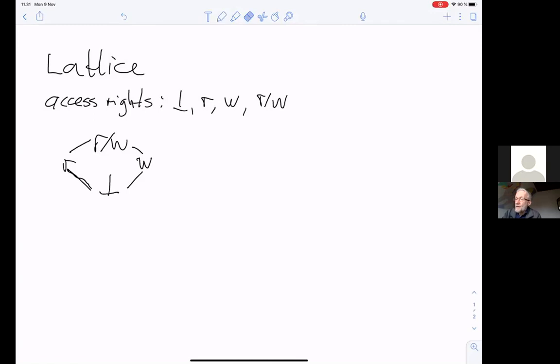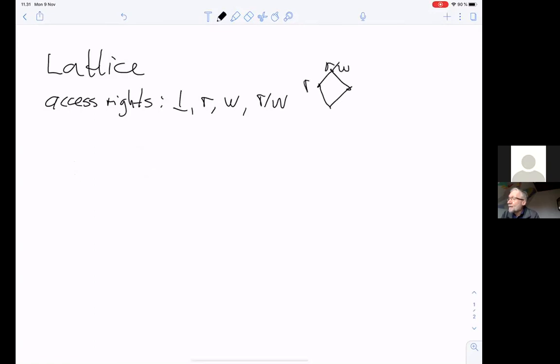So let's generalize this a little bit. Let me just copy my little example here, so you can remember what it said. We have read-write, we have read, we have write, and here we have nothing. Okay, so what I want to define now more generally is a lattice. First of all, it is a finite set, let's call it S, and a relation, which I will denote like this.